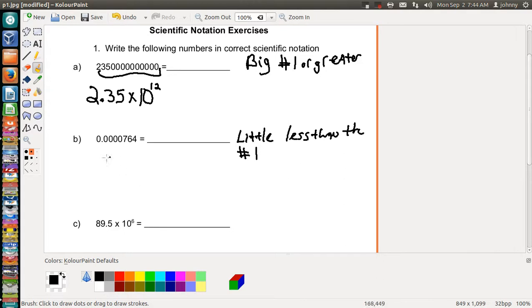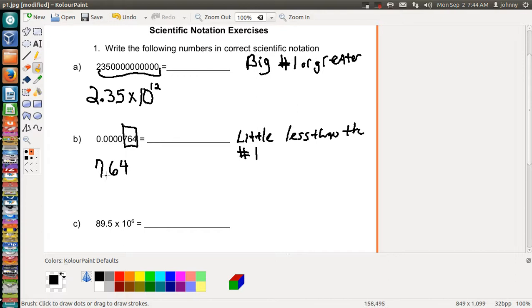It's the same principle here. You just count the number of swings: 1 swing, 2 swings, 3 swings, 4 swings. That's 5 swings. Now the most important digits here are the 7, the 6, and the 4, so we're going to write those down. But where we're going to put the decimal, remember, we can only have one number in front of our decimal, so we can't put it here or here.